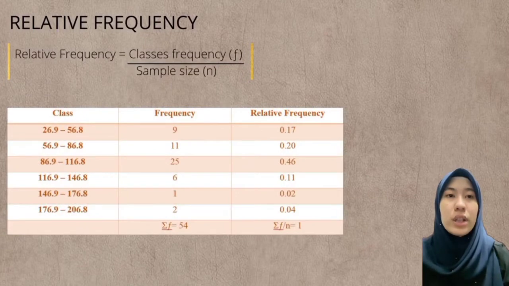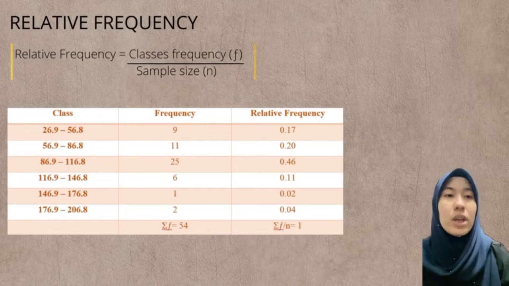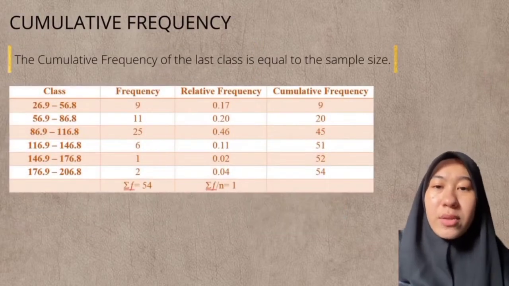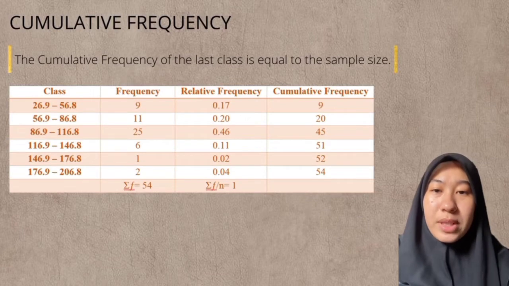To find the relative frequency of a class, we have to divide the frequency by the sample size. Our frequency of the first class is 9 divided by the sample size, which is 54, equal to 0.17. So the total of the relative frequency is 1. The cumulative frequency of the last class is equal to the sample size n.